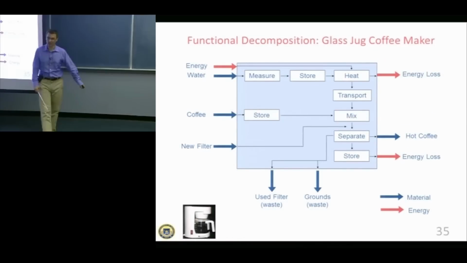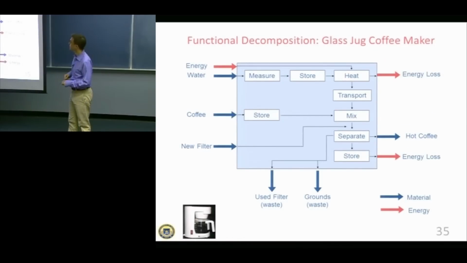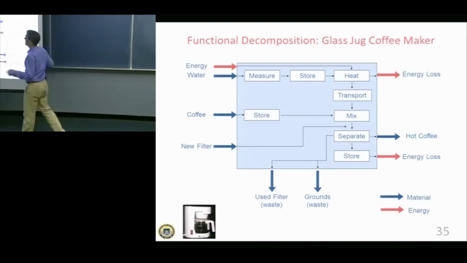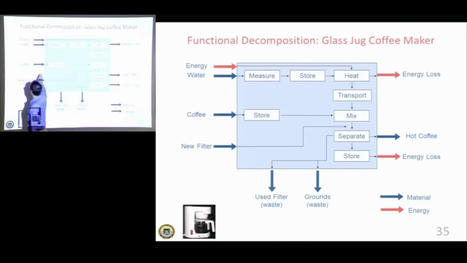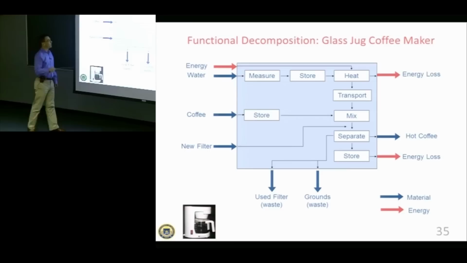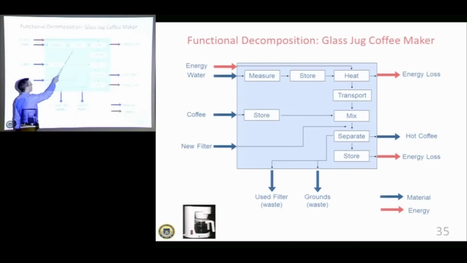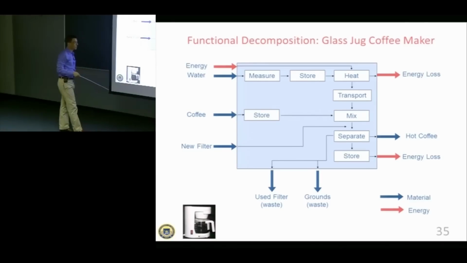Functional decomposition of a coffee maker. This is a simple one. We're thinking about coffee. We're thinking about energy, water, filters going into the system. We need to measure the water. We're going to store it. We're going to heat it. We're going to transport that heated water through coffee grounds. They're going to mix together. We need to separate out the coffee grounds. Unless you like Greek coffee, then that's a different system over there. Then you're going to store that for a little while, and then you're going to drink it.